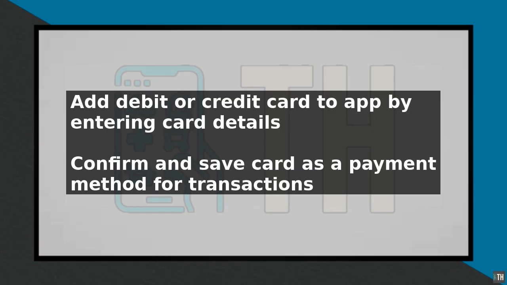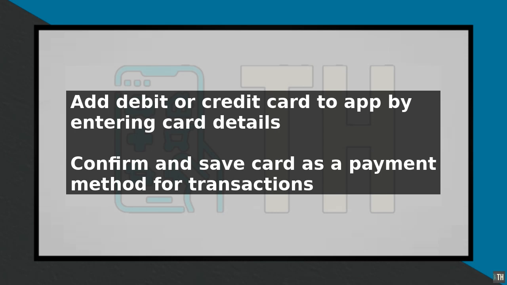Now, select the Send Money option and choose Pakistan as the recipient country. Enter the recipient's Easypaisa mobile number and the amount you want to send in the local currency. Review the transaction details, including the exchange rate and any applicable fees.